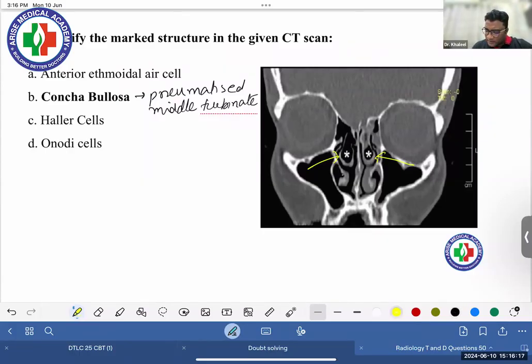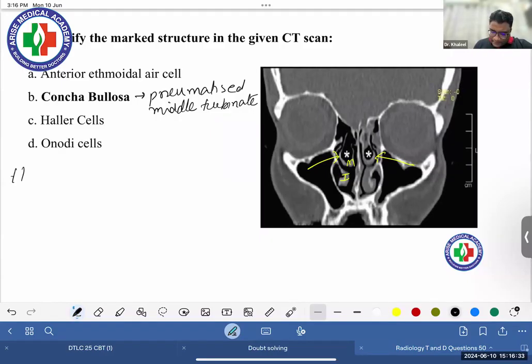So this is the inferior turbinate. This is the middle turbinate, right? The middle turbinate is having an air-filled cavity. So it's air-filled, it's a pneumatized middle turbinate. That is concha bullosa. You study this in your ENT classes. The pneumatized middle turbinate is called concha bullosa.